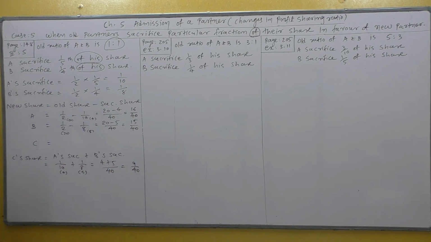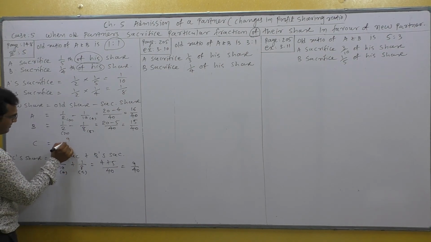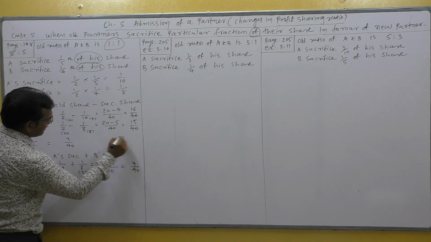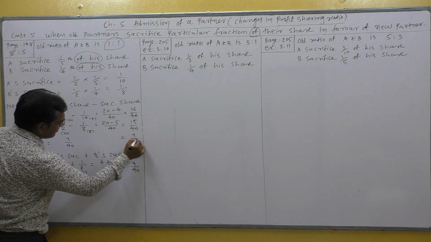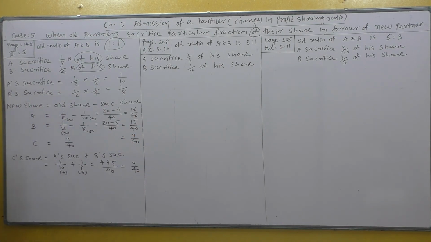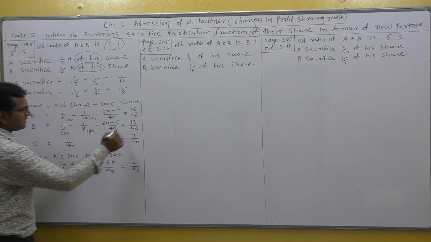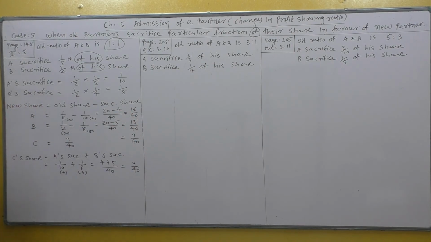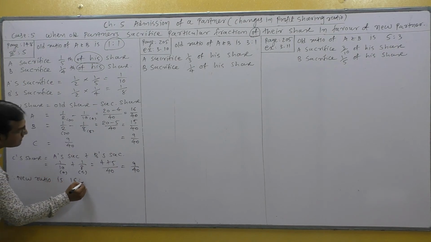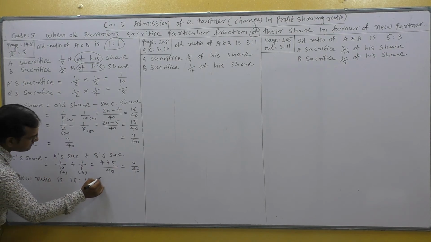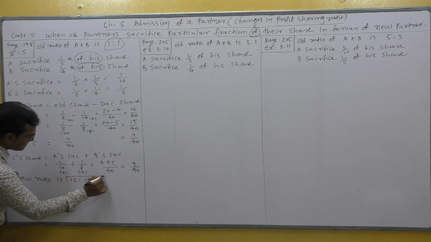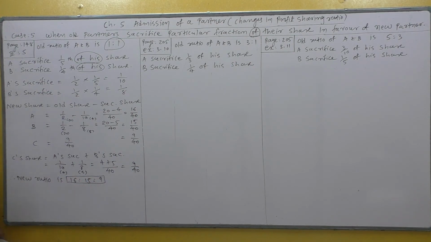Student, this is partner C's share, and C's share is 9/40. Here the LCM is already 40, denominator equal already. So 9 by 40. So what is the new profit sharing ratio? 16 is to 15 is to 9. So the new ratio is 16 is to 15 is to 9. Understand?